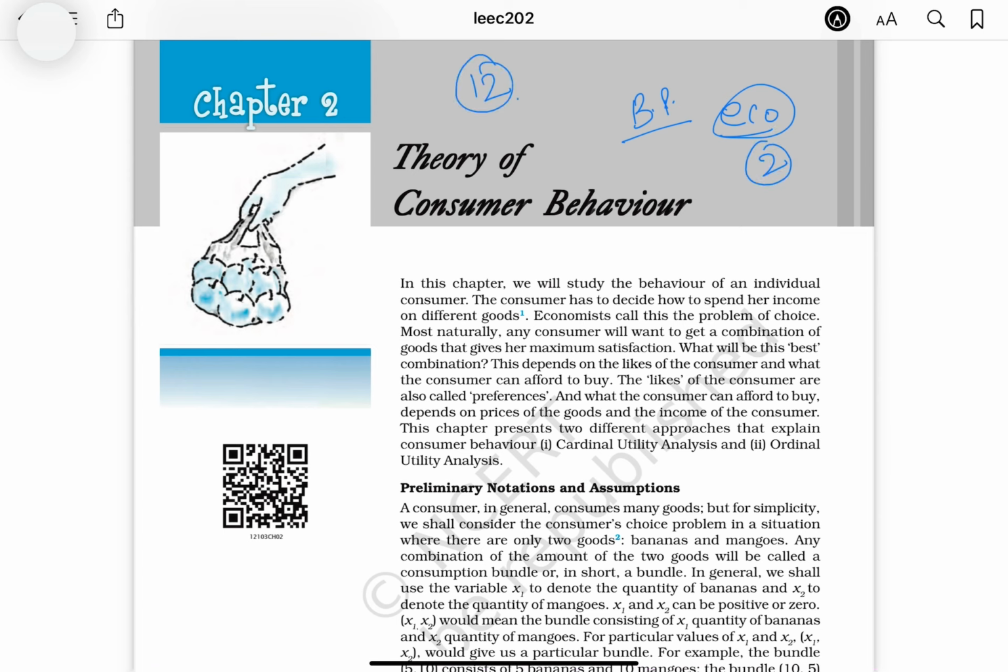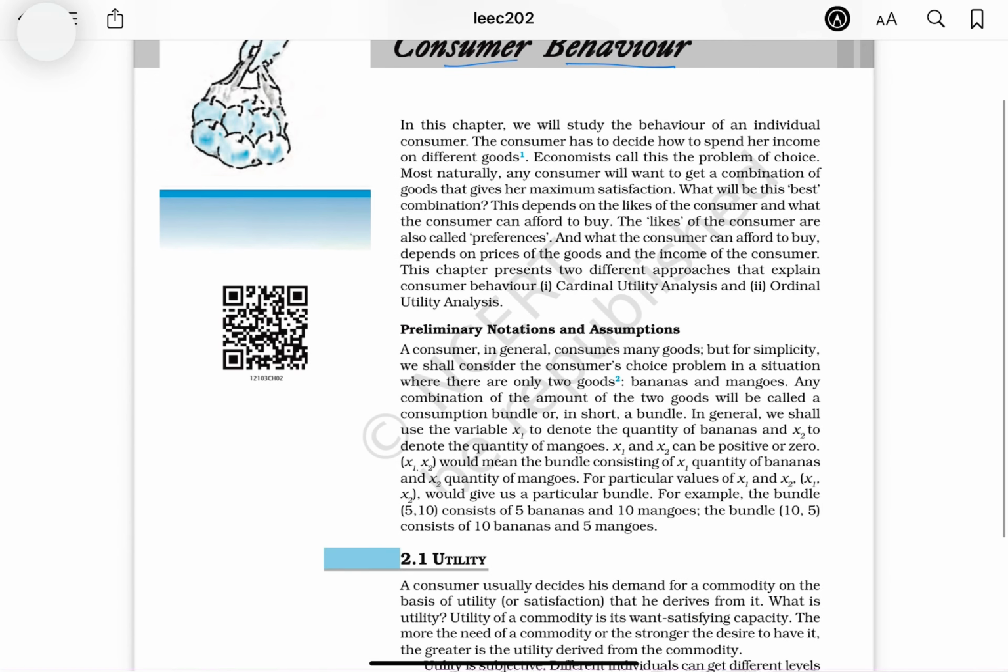ये है क्लास 12th का चैप्टर 2। ठीक है। थ्योरी ऑफ कंज्यूमर बिहेवियर। In this chapter we will study the behavior of an individual consumer. इंडिविजुअल यानी कि अलग अलग तरीके से। ठीक है। एक कंज्यूमर ये है, एक कंज्यूमर ये है, एक कंज्यूमर ये है, एक ये है, एक ये है और एक ये है। 6 कंज्यूमर हैं, अलग अलग के बिहेवियर के बारे में, कैसे वो बिहेव करते हैं, सामान खरीदने में क्या उनका बिहेवियर होता है। The consumer has to decide how to spend her income on different goods. Economists call this the problem of choice.